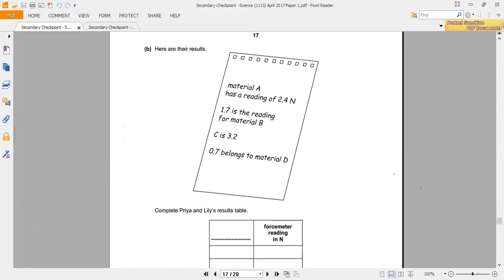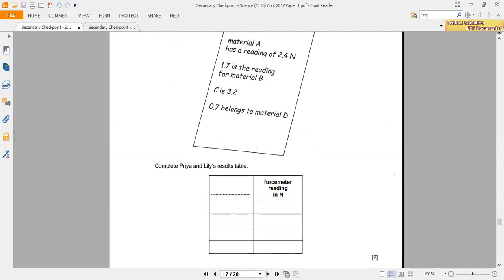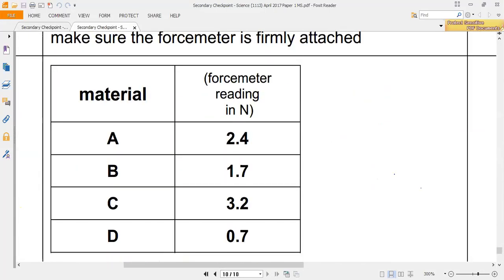Okay, point number B. Here are the results. Material A has a reading of 2.4 Newton, 1.7 is the reading from material B, C is 3.2 Newton, 0.7 belongs to material D. Just the same thing is going to be added here in order to come up with a table in this form. Material, here you have to write the word material, and A, B, C, D, and the readings from the diagram. It's very simple and easy.